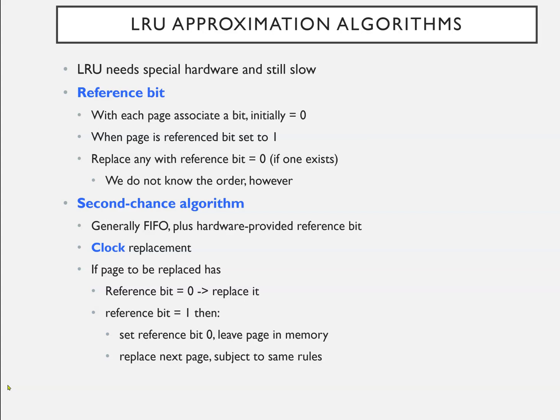The other thing is to use a second chance algorithm. Generally, it's FIFO plus a hardware provided reference bit. We'll use the clock to drive our replacement. If a page has to be replaced, if its reference bit is 0, we replace it. If it's 1, then we set the bit to 0 and leave the page in memory, and we replace the next page subject to the same rules.